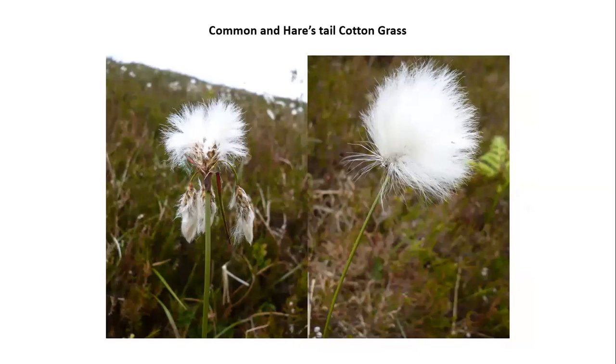And we have 2 main types of cotton grass in Ireland. We have common cotton grass on the left with multiple flower heads, and we have hare's tail cotton grass on the right with 1 flower head. So I know we all know what cotton grass looks like when you're walking in the hills. But next time, see if you can see which one it is. Is it common cotton grass or is it hare's tail cotton grass? Or are they mixed together? Do they interrelate?